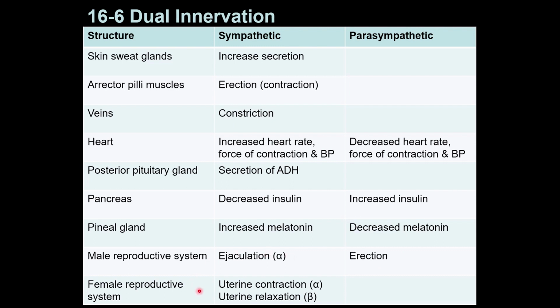The female reproductive system, they do not have parasympathetic system. They have two different types of receptors for sympathetic nervous system. One is alpha that can cause contraction, that is during labor, but also during orgasm. And for other times, the beta dominates, and that is for relaxation of uterus.